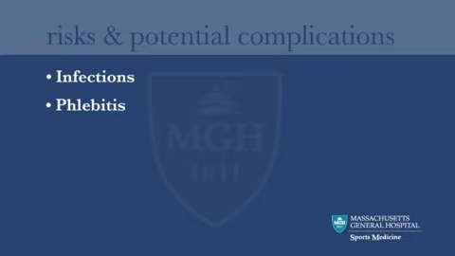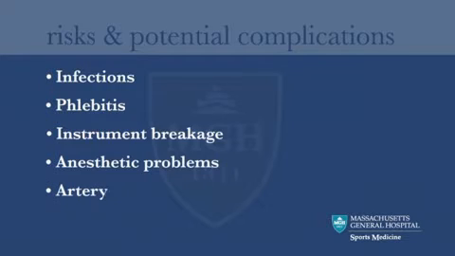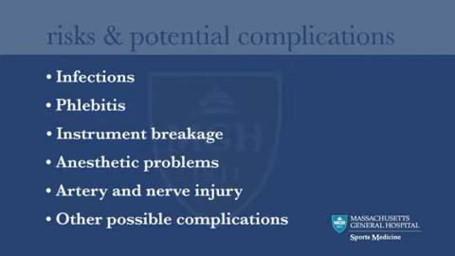As with any surgical procedure, there can be complications with arthroscopy. However, the incidence is fairly low. The risk of infection is less than 1%. The incidence of clinically significant phlebitis or blood clots in the leg is in the same range. Other problems, such as instrument breakage, anesthesia complications, or artery and nerve injury are rare but can occur. There are other potential complications that are even more infrequent. Precautions are taken to help prevent all complications, but we must remember that they can occur in spite of all safeguards. We must weigh the risks against the potential benefits and alternatives in making a decision about having arthroscopy.